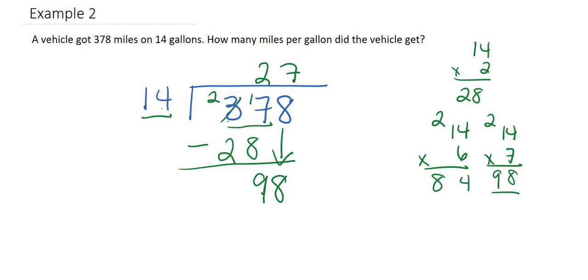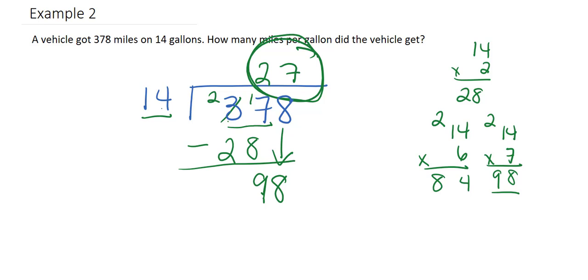We put the 7 above the 8, and we get 27. So how many miles per gallon did the vehicle get? Well, it got 27, because we asked, with 378 being divided by 14, how many 14s are there? Well, there's 27. So for every gallon, it got 27 miles, which is how we can get up to 378.